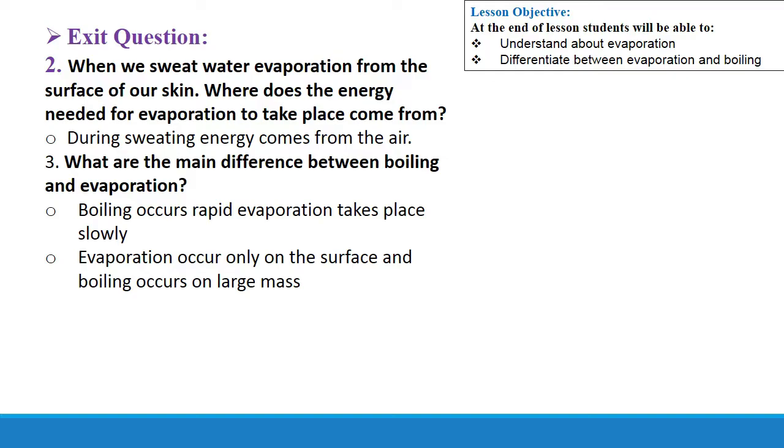And the third question is the main difference between boiling and evaporation. There are actually so many differences. You can write one or two, and I write related to the occurrence. Boiling occurs rapidly and evaporation takes place slowly, and evaporation occurs only on the surface, and boiling occurs in the large mass. If you know any other difference, write your answer in the comment section below. There are so many other differences between boiling and evaporation. So this is slide number 22 we are discussing.